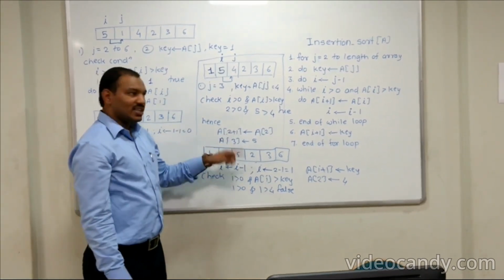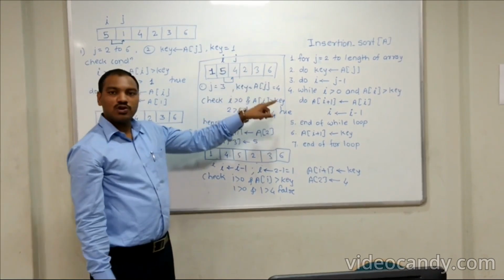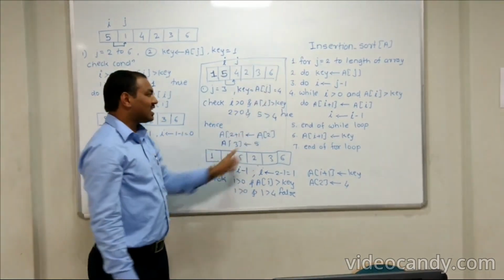So like that, similarly we will go for j is equal to 4, j is equal to 5, j is equal to 6, and this process will continue.